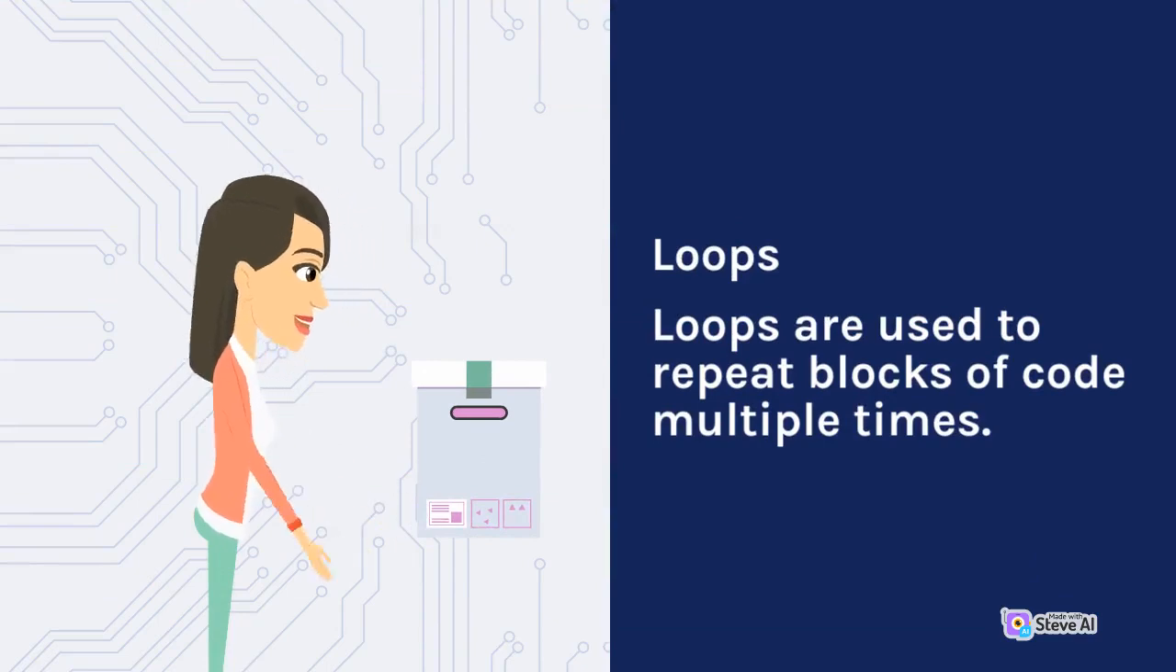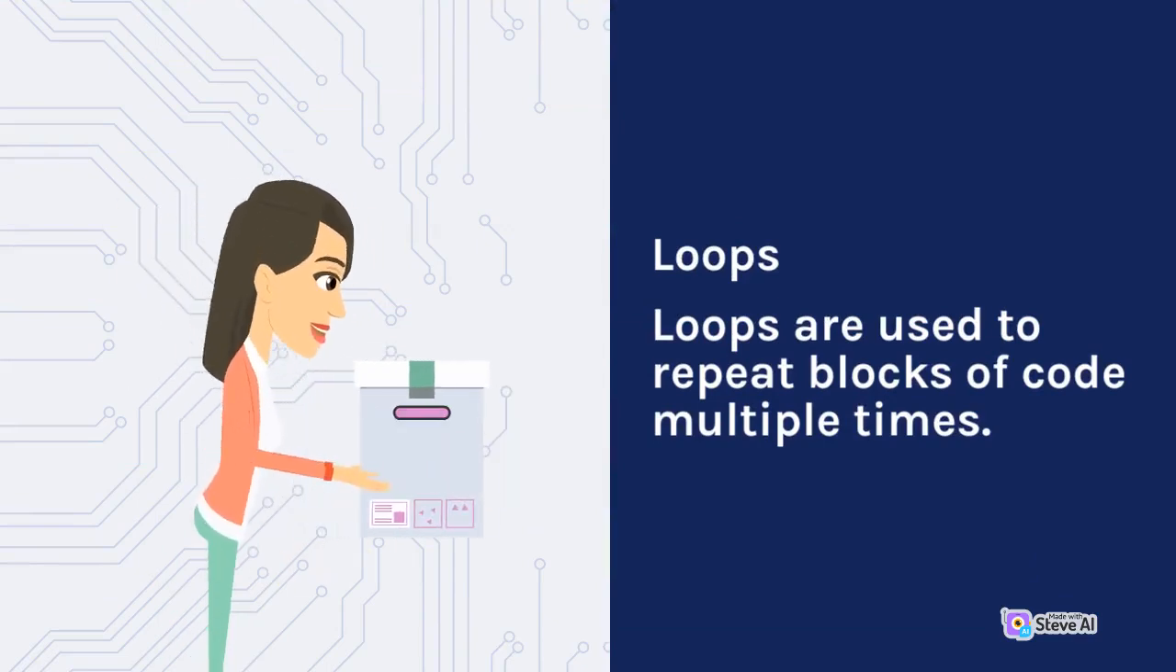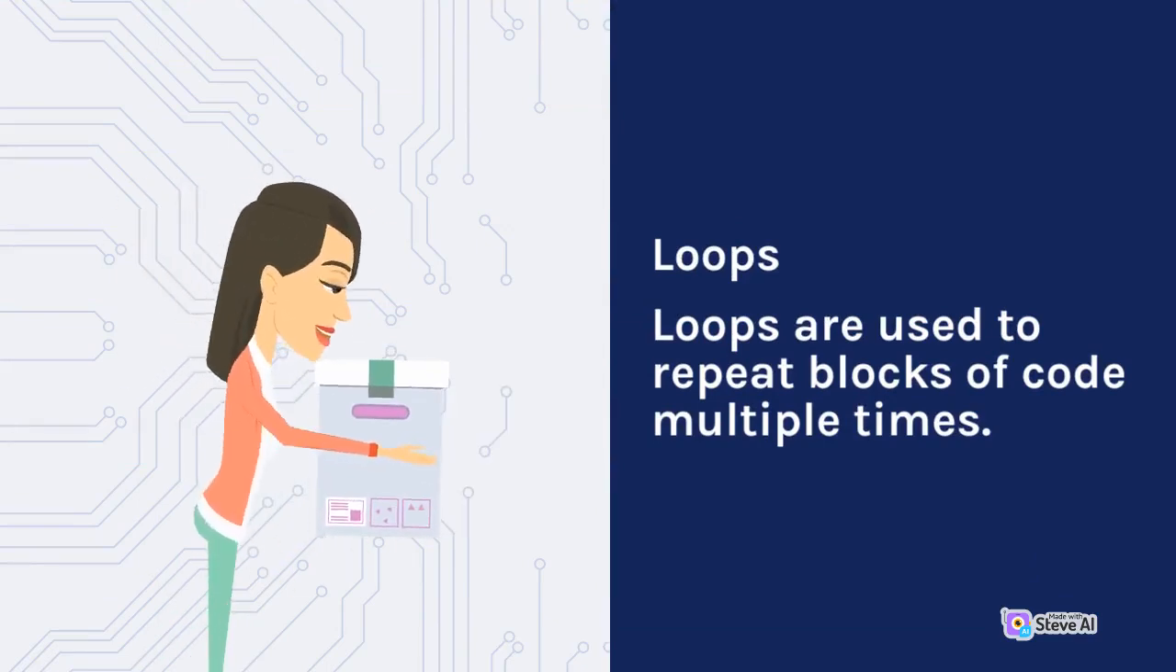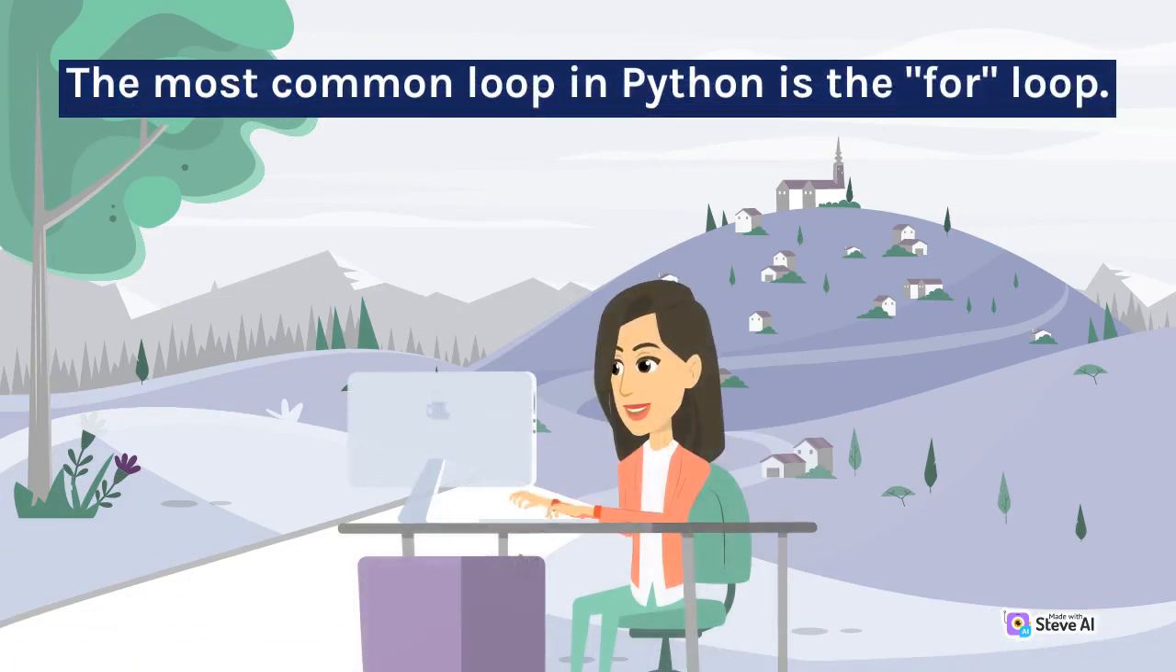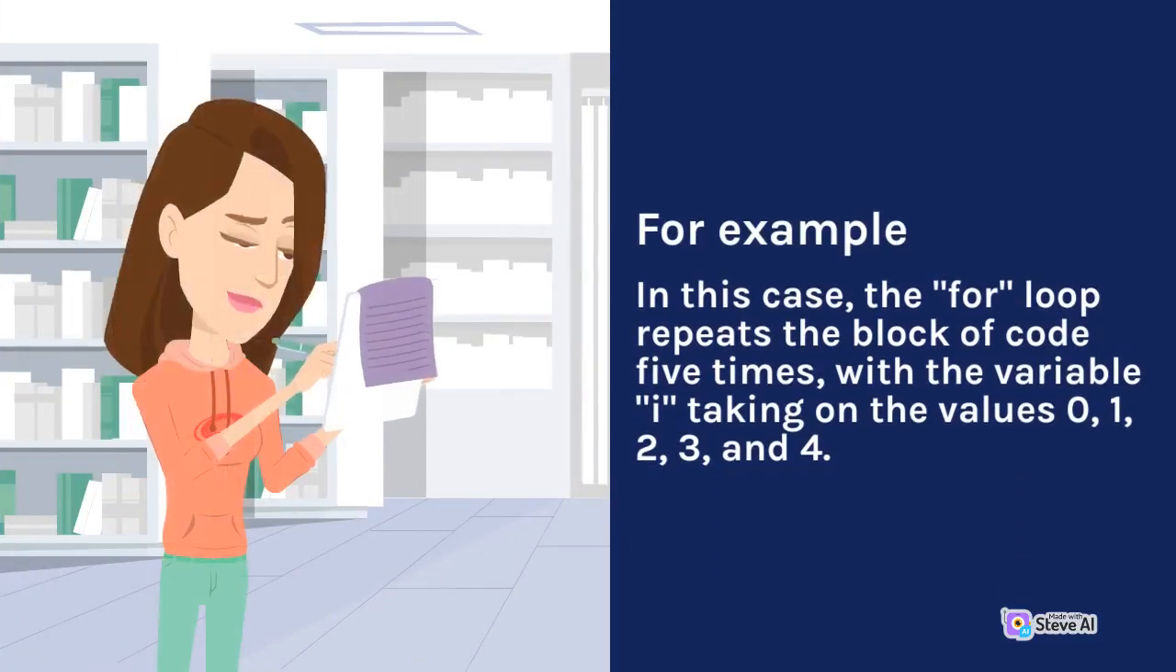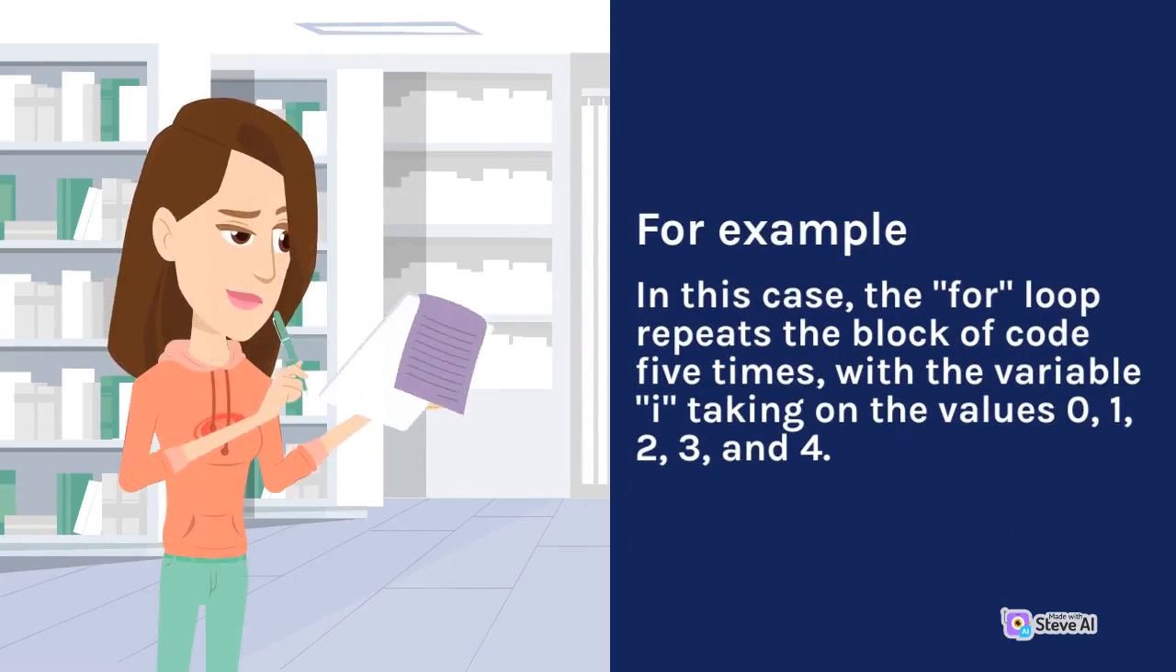Loops. Loops are used to repeat blocks of code multiple times. The most common loop in Python is the for loop. For example, in this case, the for loop repeats the block of code 5 times, with the variable i taking on the values 0, 1, 2, 3, and 4.